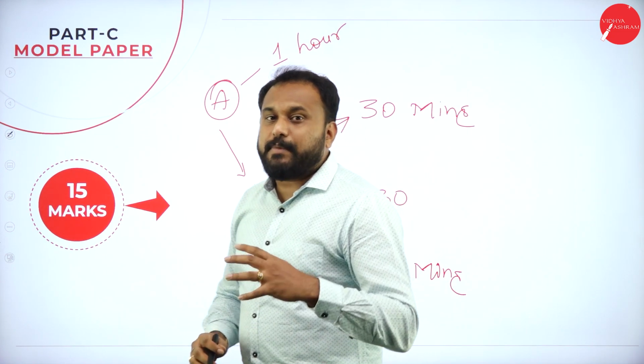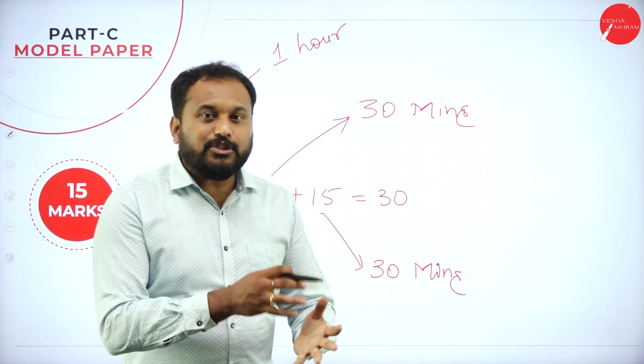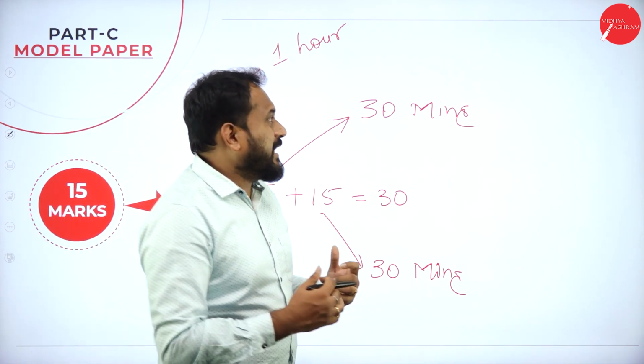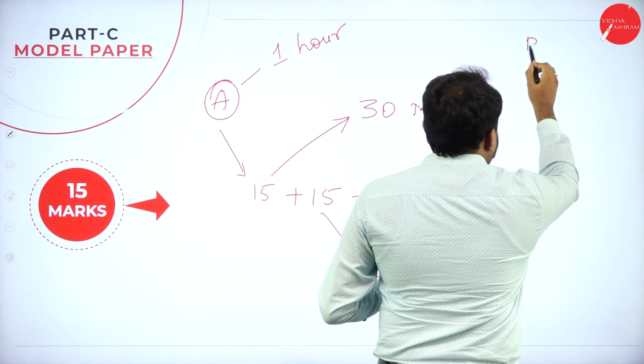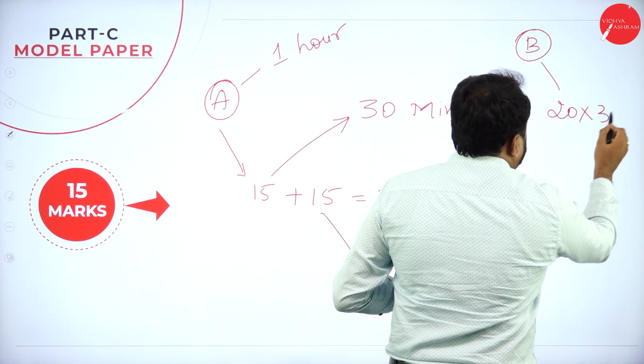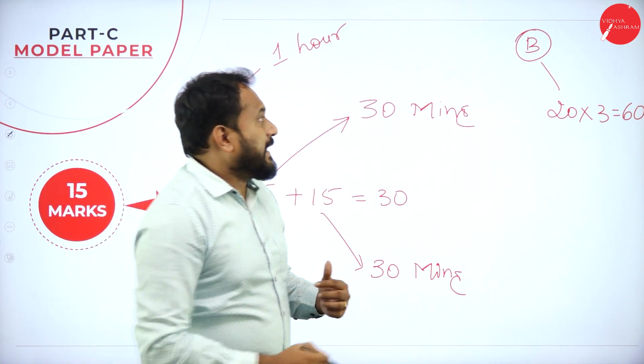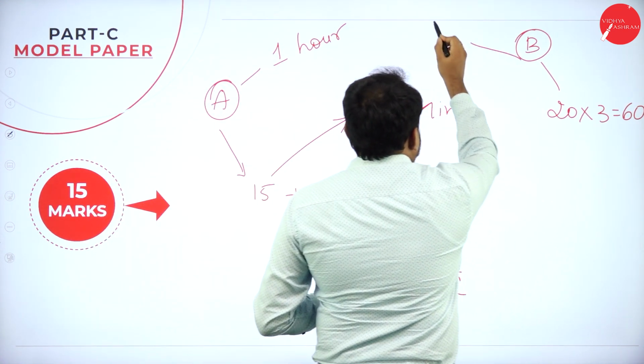When you go with Part B, you are supposed to write only 3 questions. That means for each question you can actually spend 20 minutes. When you go with Part B, you are supposed to spend how many? 20 minutes. Now, 20 minutes into 3, say you are spending 60 minutes, that is 1 hour. Again, Part B also is how much? That is 1 hour.